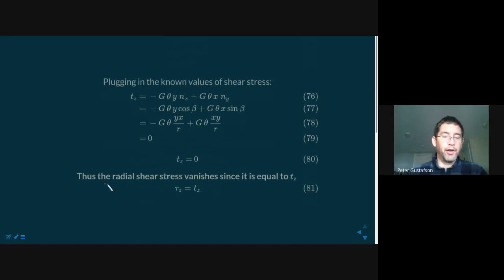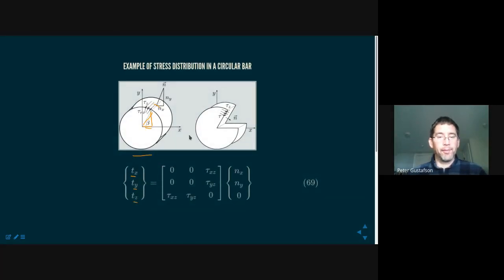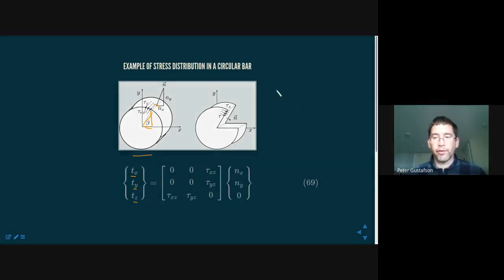What have we concluded? The radial shear stress vanishes. Now I need to make this a little bit more clear. So I need to go back to our prior drawing. Let me go ahead and zoom in on this image. If at this point we drew our components, much like we drew with a parallelepiped earlier, in fact, let me go ahead and do that for you as well, because I think this is a helpful analogy.